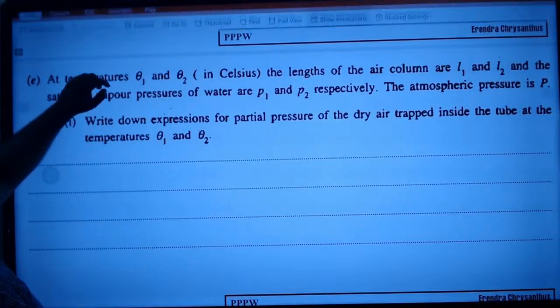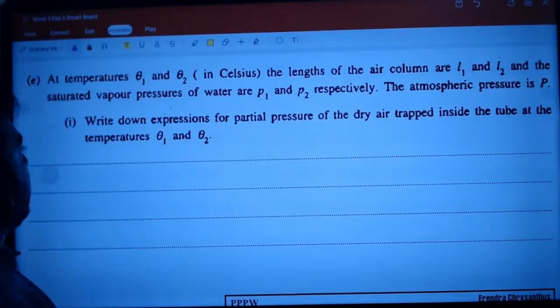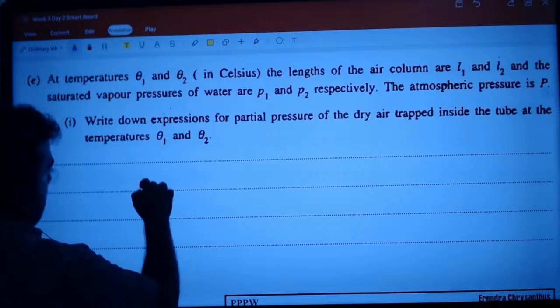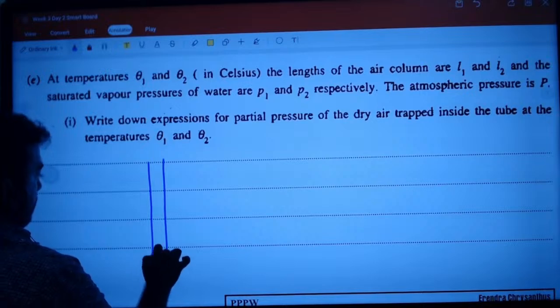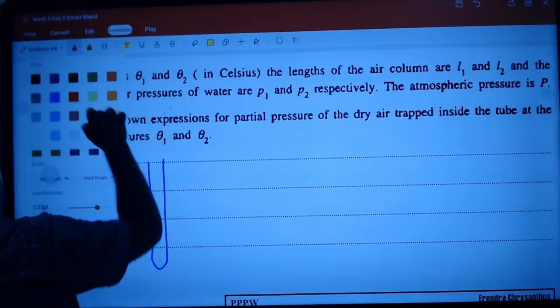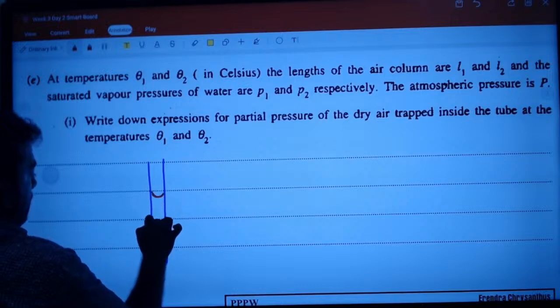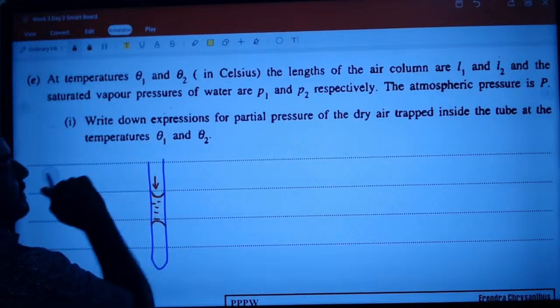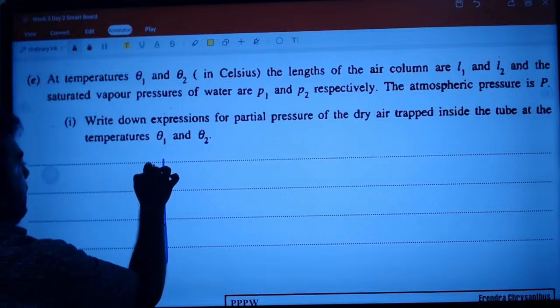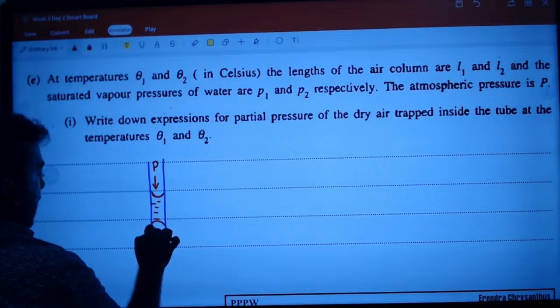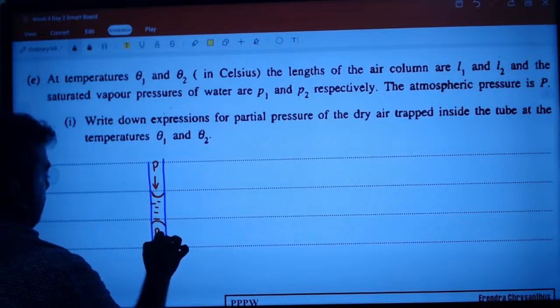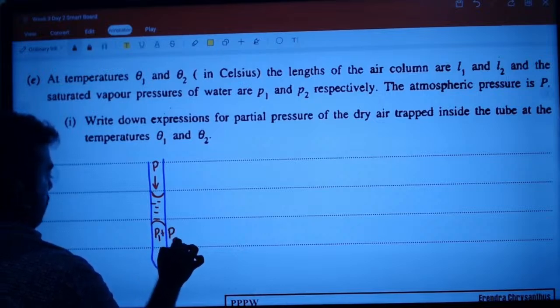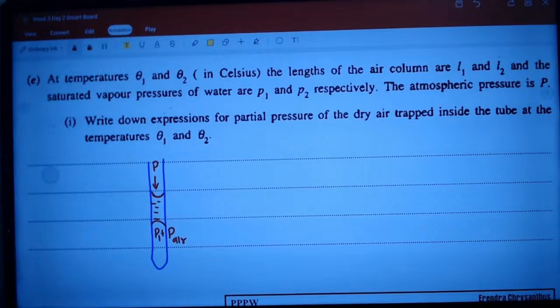At temperature θ1 and temperature θ2, the lengths are L1, L2. SVP is P1, P2. Atmospheric pressure is P. Looking at this very carefully, look at the tube. Water thread is here. I'll mark that in red color maybe. So here you have atmospheric pressure, capital P. Here there will be a mixture of water vapor and dry air. Water vapor means P plus pressure due to air, we don't know.